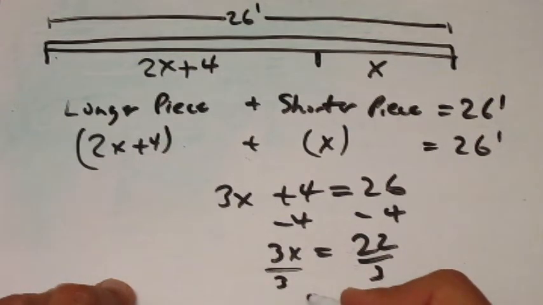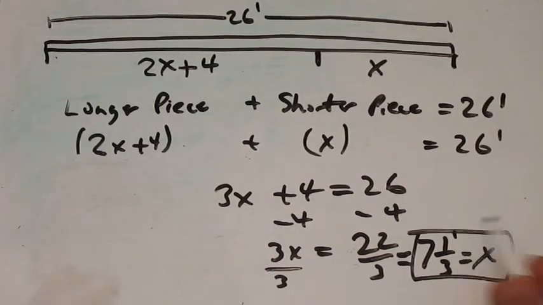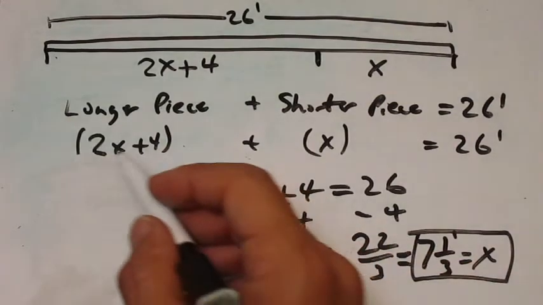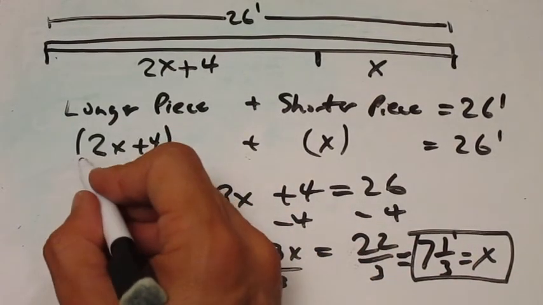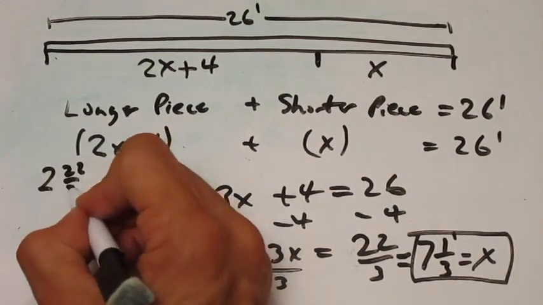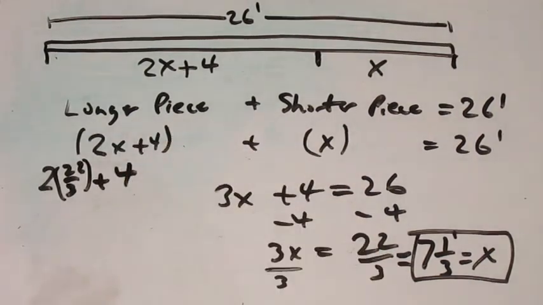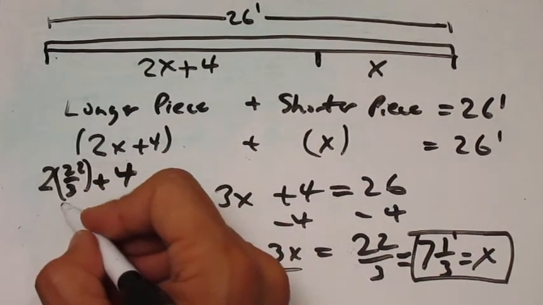So the shorter piece is 7 1/3 feet. And now we just have to figure out the longer piece. We take 7 1/3 feet, and we plug it into the expression for the longer piece: 2 times 22 over 3 plus 4. 22 thirds times 2 is 44 thirds, since 2 times 22 is 44, so 44 over 3 plus 4 over 1.